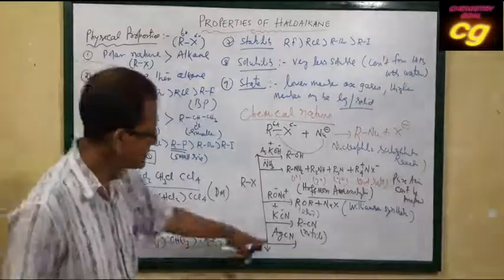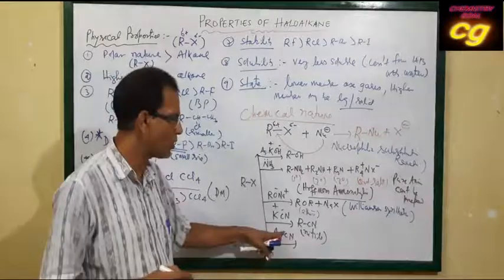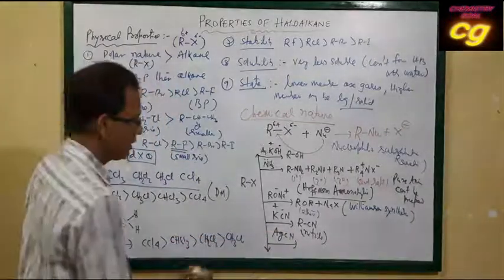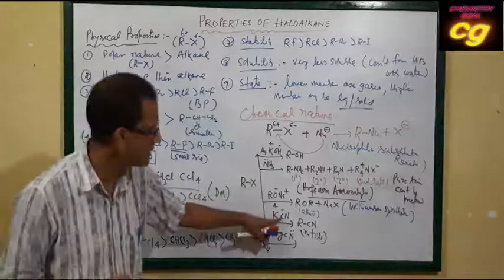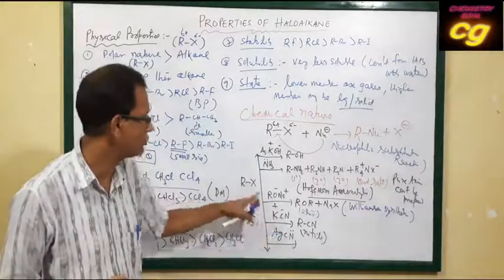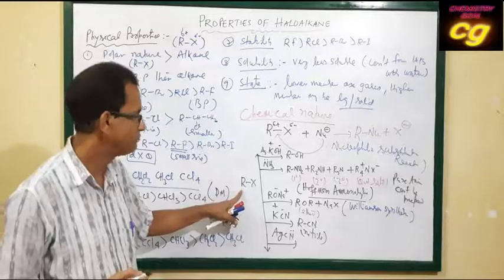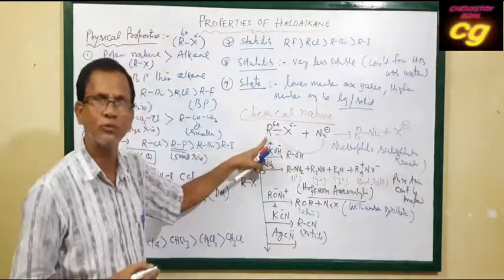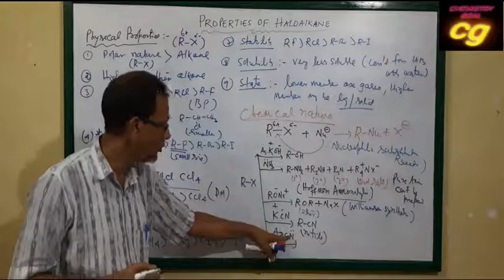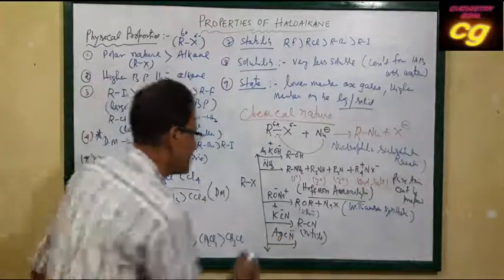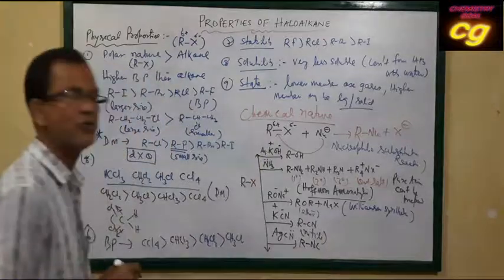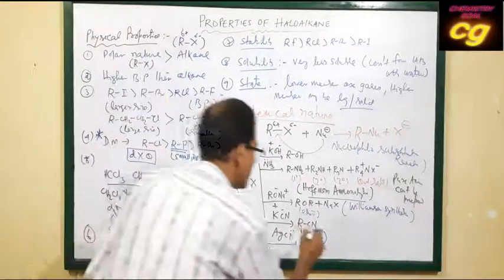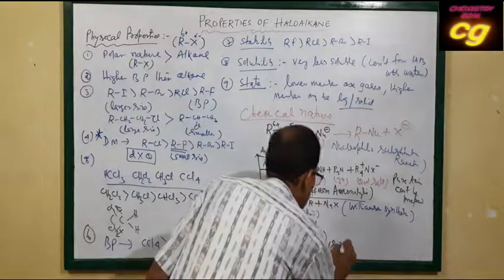here as AgCN is covalent, it has no plus minus charge. That's why nitrogen will act as a nucleophile. Here carbon does not directly carry minus charge. The nucleophile always attacks R plus. Here the N lone pair attacks R. So the product is R-NC, that is isonitrile. This is called isonitrile.